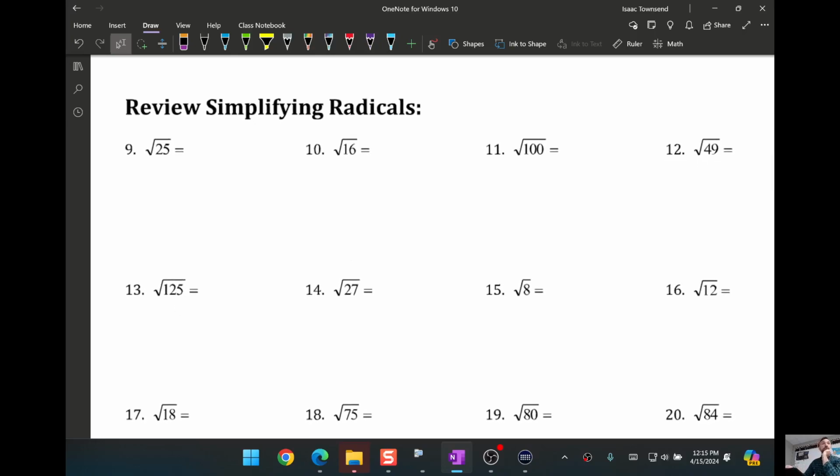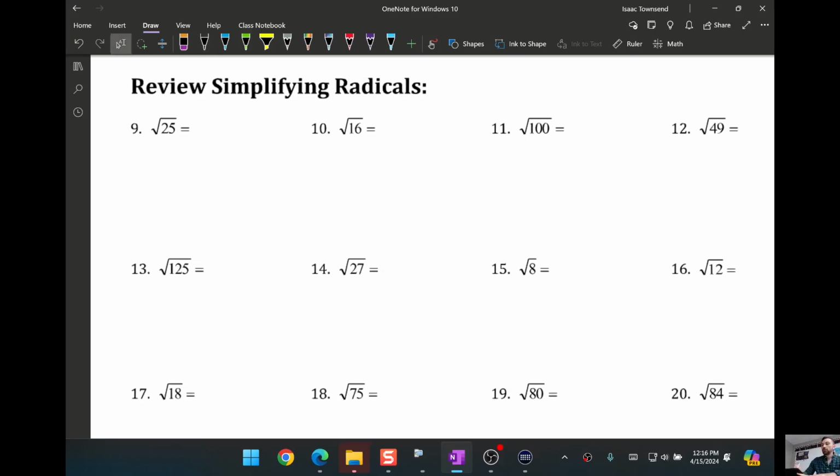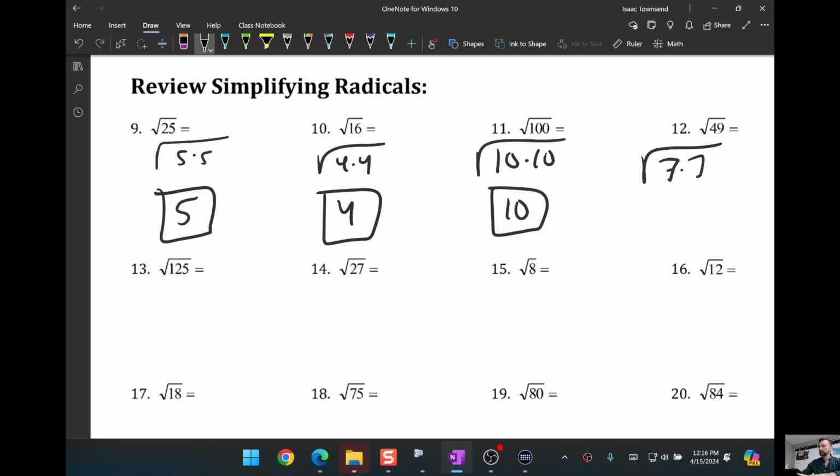So our first row here are some that hopefully you could answer pretty much instantly, but I want us to slow down and think about why they work so that we can apply it to other ones that are not perfect squares. By the way, this has come up a few times this year, but never has been really our algebra focus. So you can think of 25 as 5 times 5. You can think of 16 as 4 times 4. 100 is like 10 times 10. And 49 is like 7 times 7.